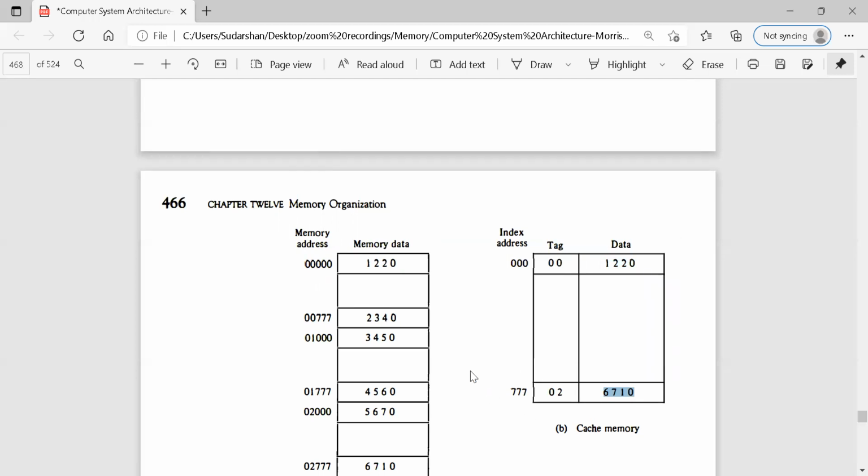So what we do, the 15-bit address is divided into two parts, the tag part and the index part. Tag part is 6 bits and the index part is 9 bits. The tag part represents your most significant 2 octal digits, and the index part represents the cache memory address. To identify a location of cache memory, we require 9 bits, which is represented in 3 octal digits. So the index represents the address of your cache memory. And we are going to store the tag part and the data part as a part of your cache memory.